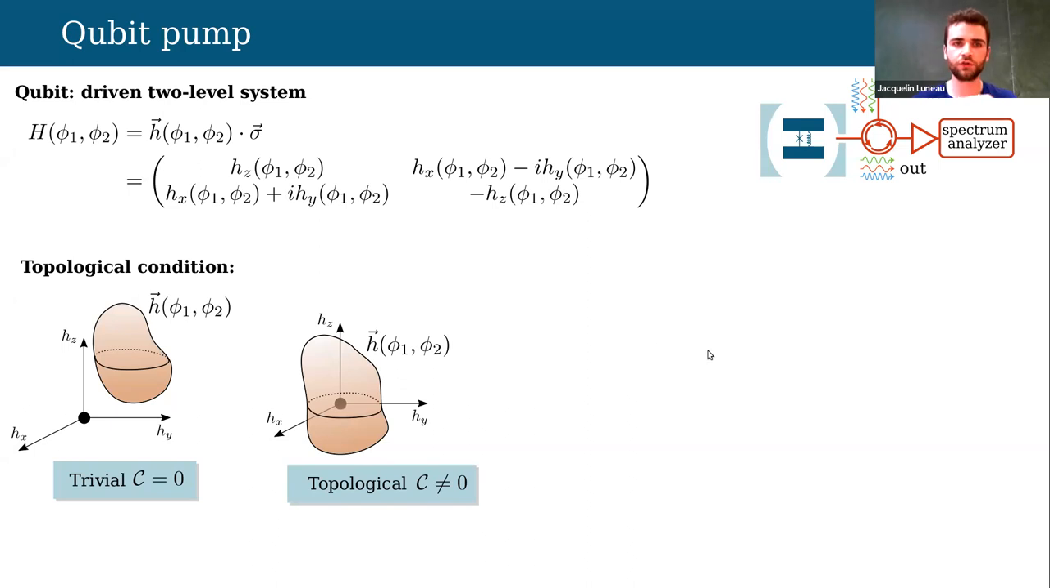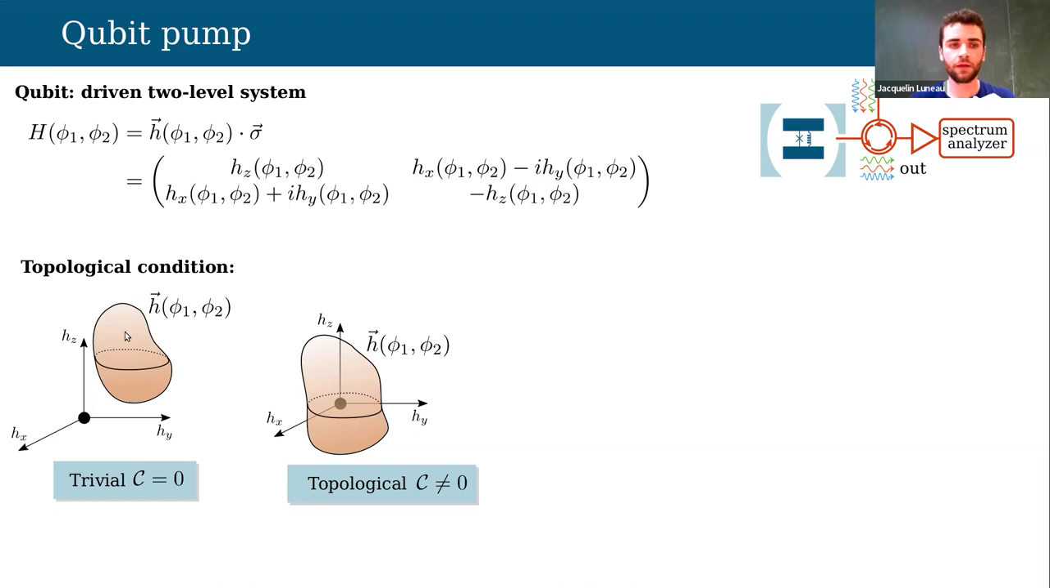And so for such a two-level system, we can decompose its Hamiltonian on the Pauli matrices, such that the Hamiltonian will be given by a three vector, here denoted H. And so the driven Hamiltonian, the Hamiltonian which depends on the two phases phi 1 and phi 2, it will define a map from the configuration space of phi 1 and phi 2, the two torus, into a surface in R3.